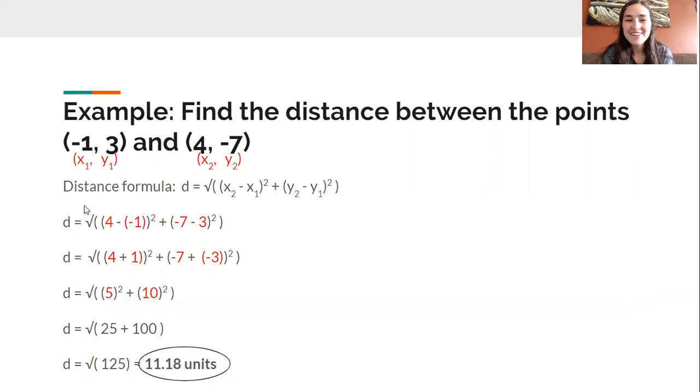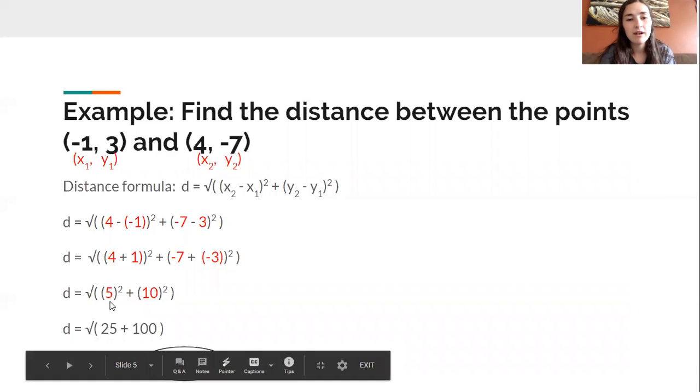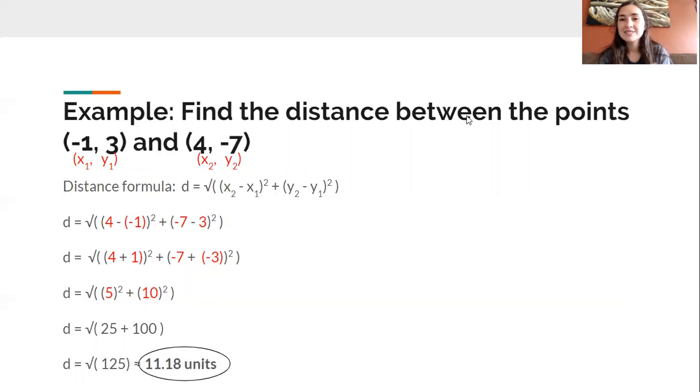Okay, and then 2 negatives make a positive. So we have 4 plus 1 and -7 plus -3, because if they have the same signs, you add and keep the sign. Okay, and then we simplify it. So we have the square root of 5 squared plus 10 squared, and 5 squared is 25, 10 squared is 100. So we have the square root of 125, which simplifies down to 11.18 units. So that's the distance between these 2 points.